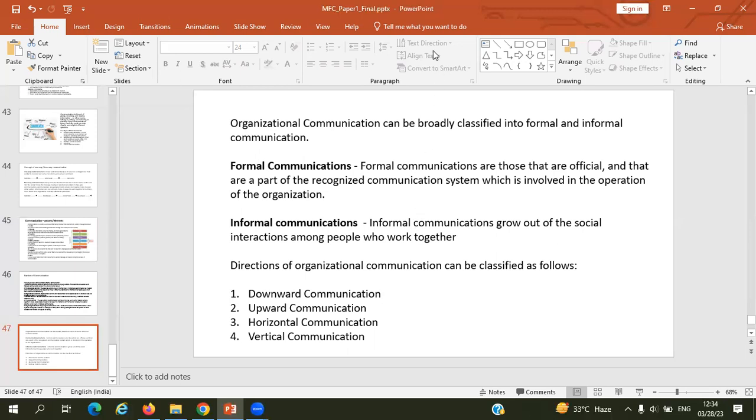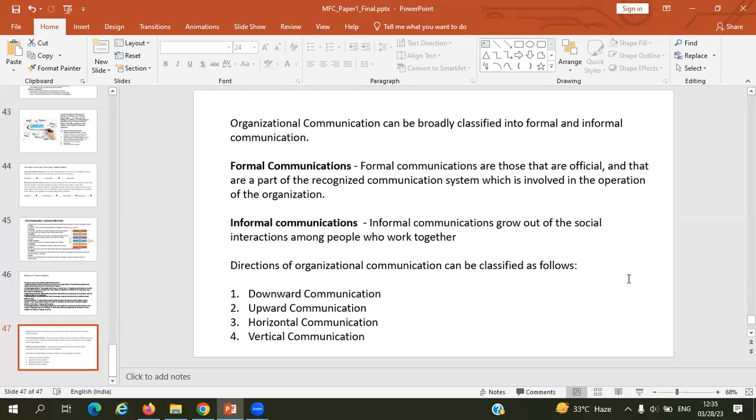Formal communication, most of the times, the communication is informal. Suppose in an organization, there are different groups, different teams formed, and they communicate with each other informally. There is no planned communication.